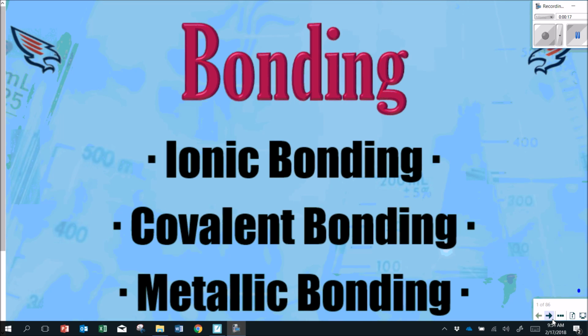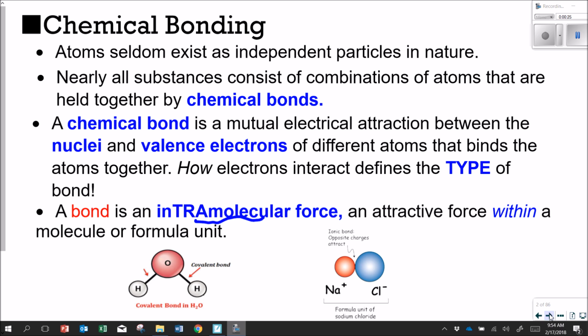This is Ms. White. We are beginning our bonding unit, and this video will be about types of bonds. Remember that atoms seldom exist as independent particles in nature, and nearly all substances consist of combinations of atoms that are held together by chemical bonds. So a chemical bond is a mutual electrical attraction between the nuclei and the valence electrons of different atoms that binds those atoms together. So how electrons interact will define the type of bond.